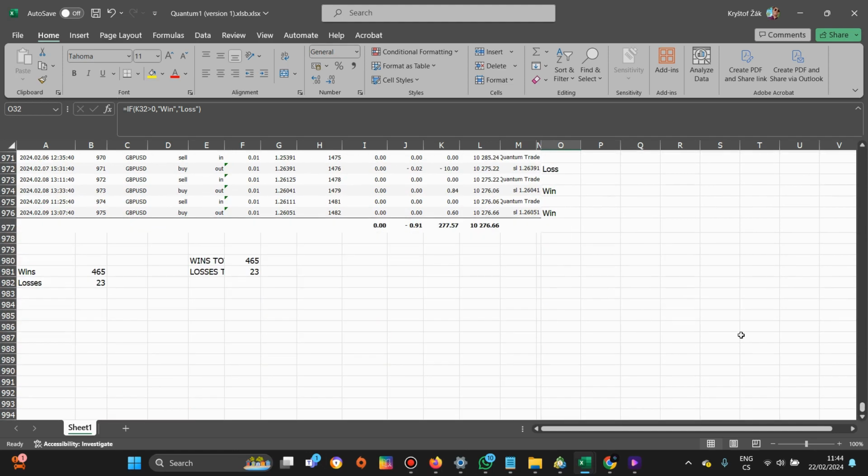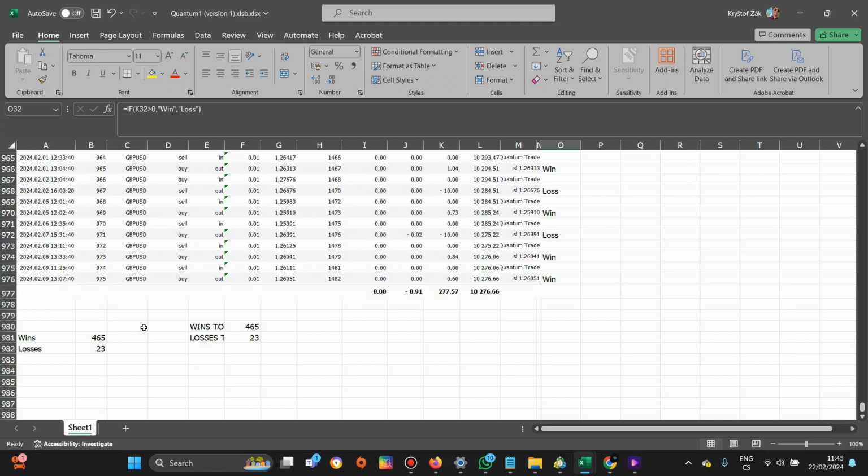Then I wanted to sum up how many of these positions were winning positions and how many were losing positions. And that's what I did right here. So for the Quantum EA, we had 465 winning positions and 23 losing positions.